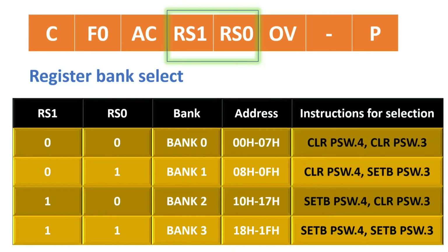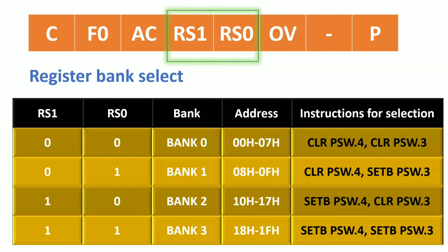Now, in order to set or clear, I told you there are some stars in that particular register. What does that star indicate? Bit addressable registers. That means we can access individual bits of that register, with the help of some instructions. Now take an example here. RS1 and RS0 is 00. I want bank 0. We will write the instruction CLR PSW, that is the program status word, bit 4. RS1 is bit 4 and RS0 is bit 3.